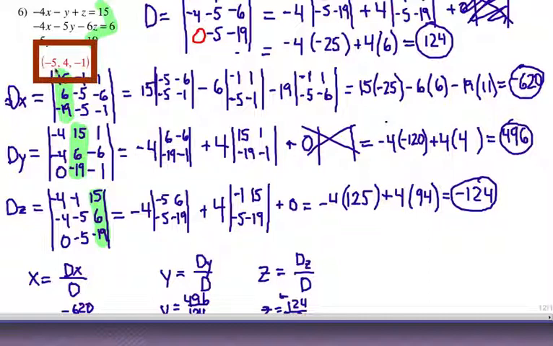All right, it's a huge amount of writing and a little tedious, but if you can keep track of what you're doing, this is one way to solve a system of equations, in this case 3 by 3.